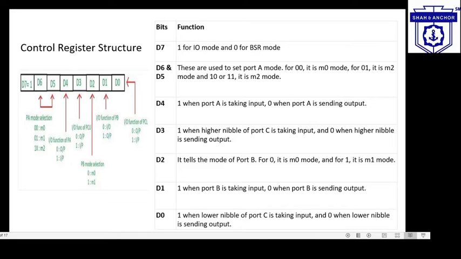And the last bit of the control register is D0. It is 1 when the lower nibble of port C, means lower 4 bits of port C, is taking the input. We are using port C as an input port, but only the lower 4 bits. And if it is 0, then the lower nibble of port C is sending the output. That means D0 decides whether the lower 4 bits of port C we are using as an input port or output port. If it is input, D0 is 1. If it is output, D0 is 0.